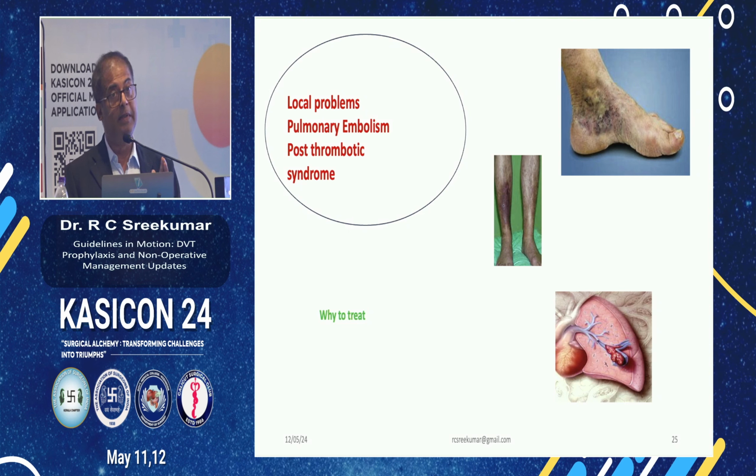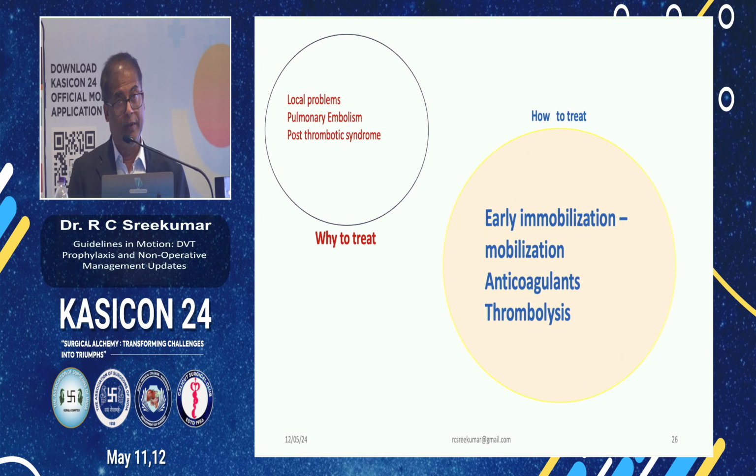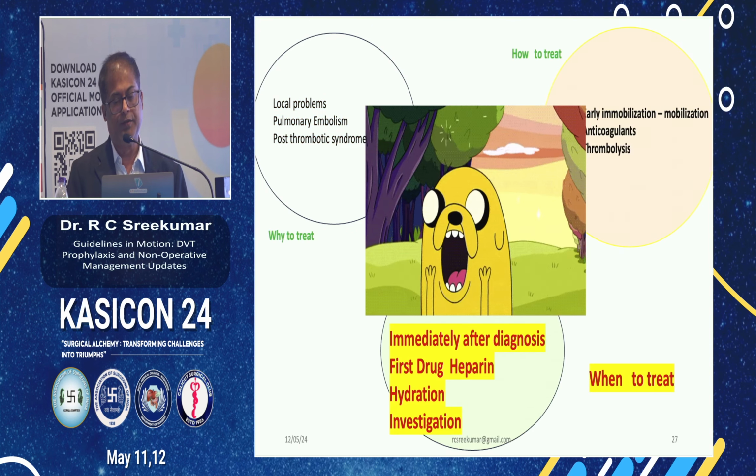The treatments are basically to address local problems like post-thrombotic syndrome, where the limb is affected very badly, or pulmonary embolism. So these patients need to be treated. How do you treat it? Always keep the patient immobilized for at least 2 to 3 days. Once you start the medicines, after 48 to 100 hours, the patient can be mobilized. Anticoagulants are the most important weapon, and in some patients, particularly if they involve pelvic veins, a large volume, or IVC involvement, you have to think about thrombolysis.